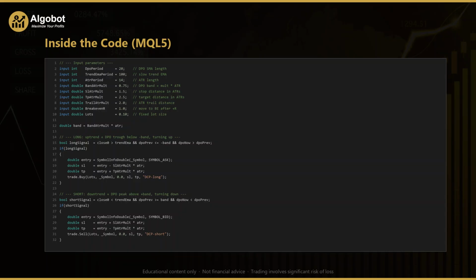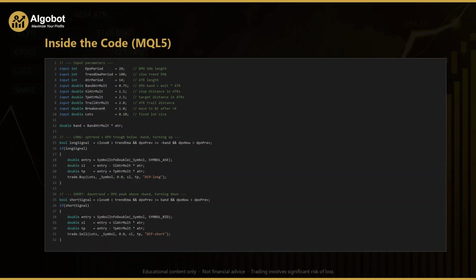Let's look at the actual MetaTrader 5 code on screen, just as you'd see it in MetaEditor. At the top are the input parameters. DpoPeriod sets the length of the Detrended Oscillator's moving average, defaulting to 20. TrendEmaPeriod is the slow trend filter, 100 by default. AtrPeriod controls the volatility reading. BandAtrMult at 0.75 scales the oscillator bands, while SlAtr and TpAtr at 1.5 and 2.5 set the stop loss and take profit distances in ATR multiples. TrailAtr and BreakEvenR govern the trailing logic, and Lots fixes the trade size.